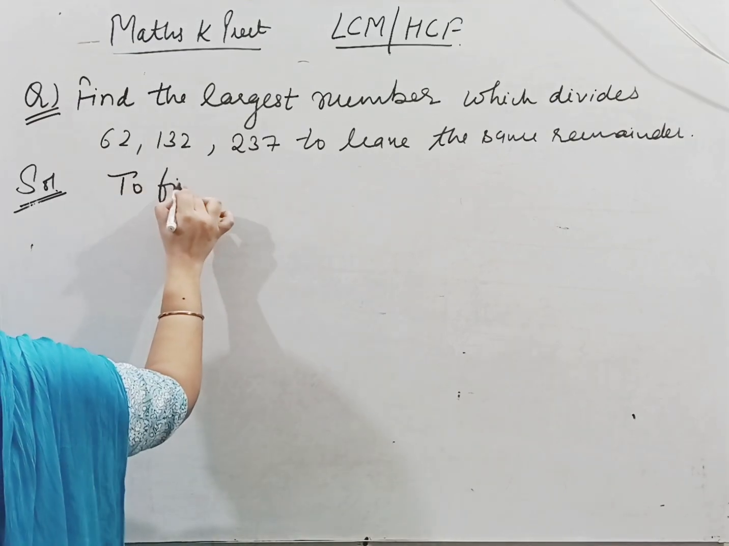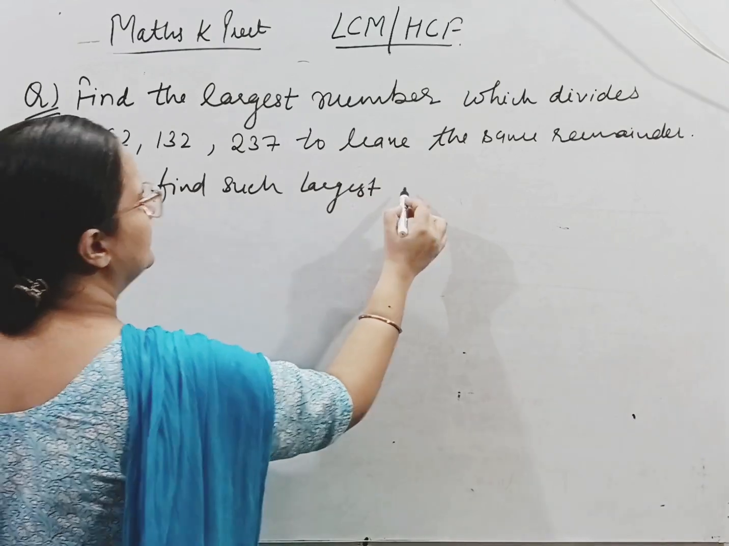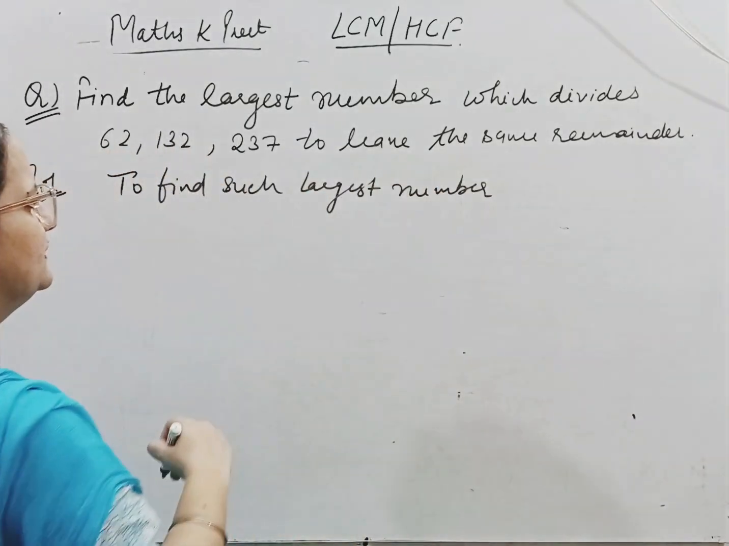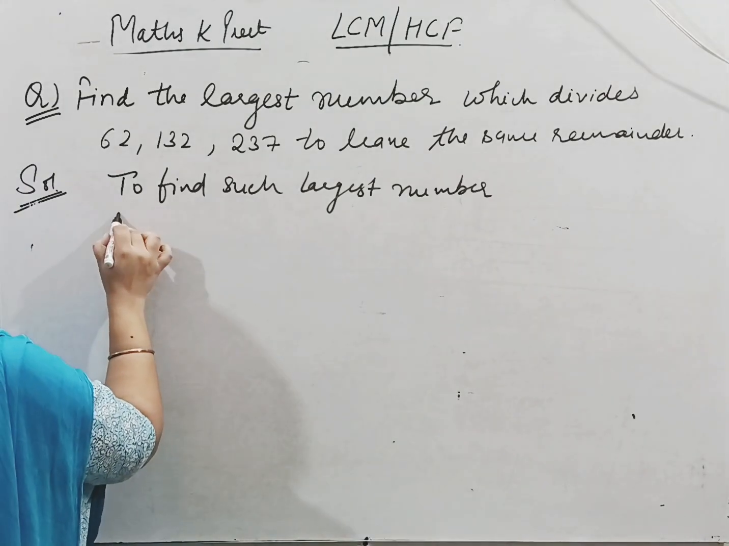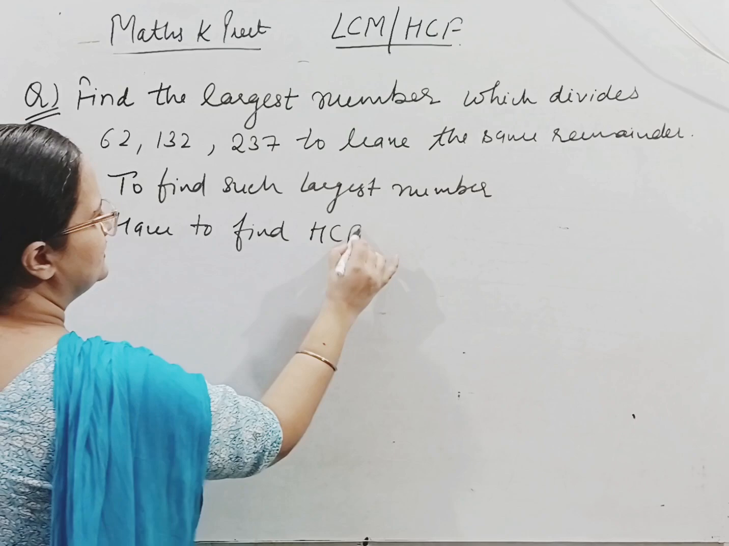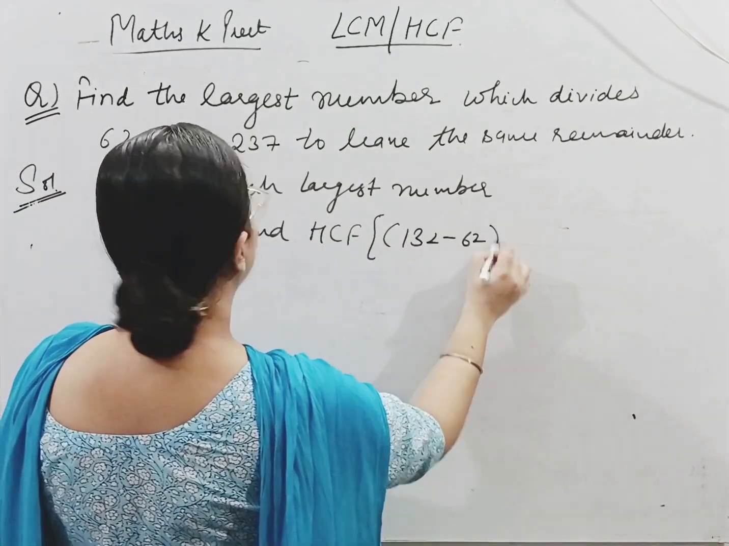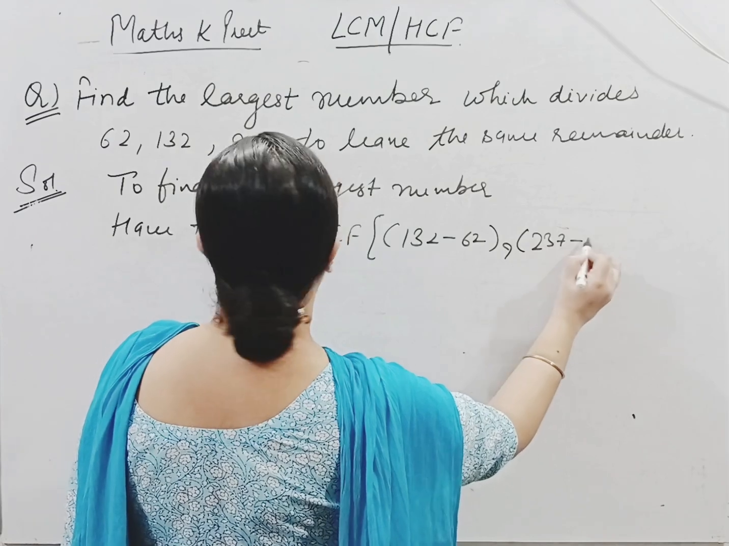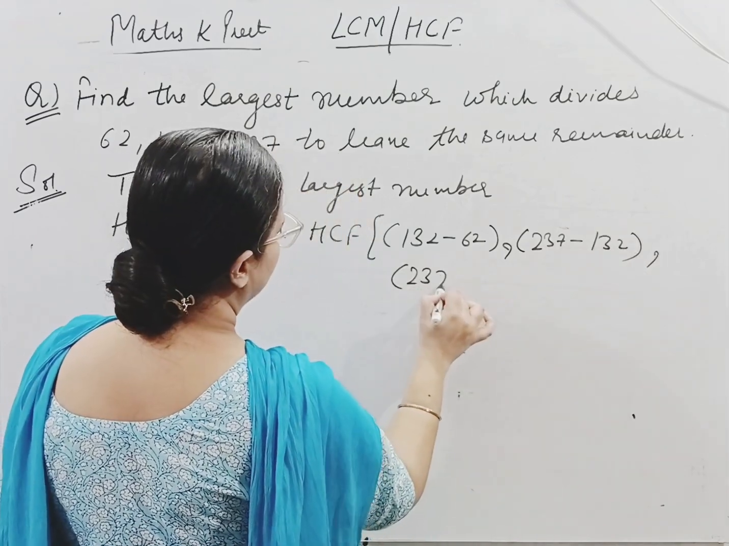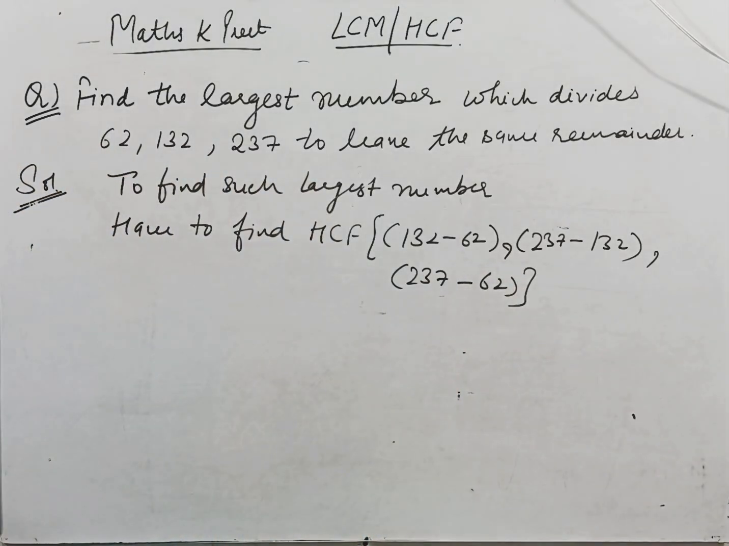to find such largest number. Such means that is dividing these to leave the same remainder. Have to find HCF of what? 132 minus 62, 237 minus 132 and 237 minus 62. For these three numbers I have to calculate HCF.